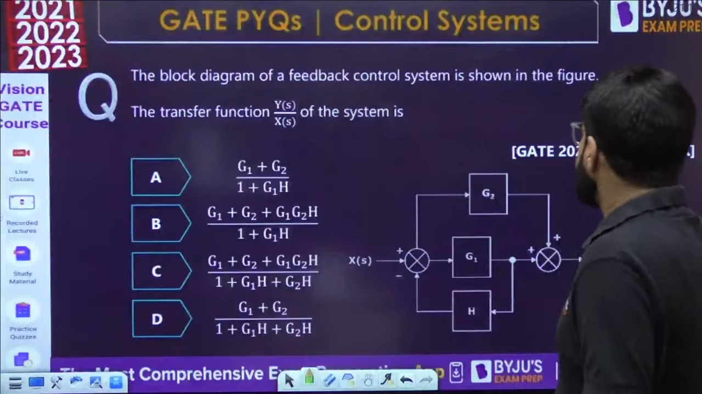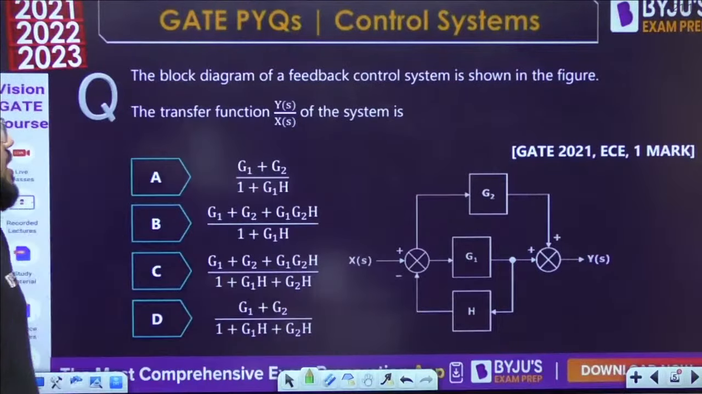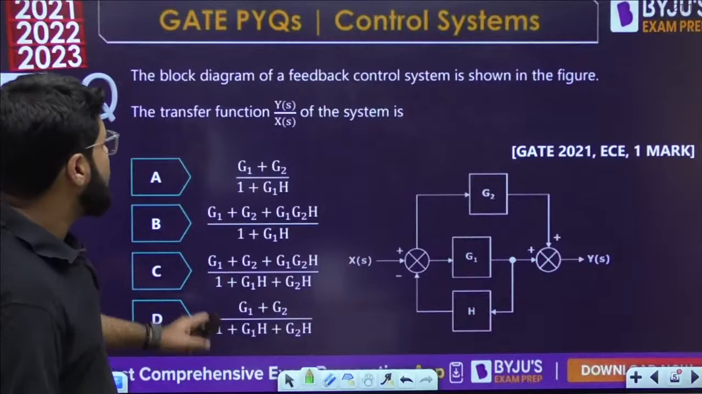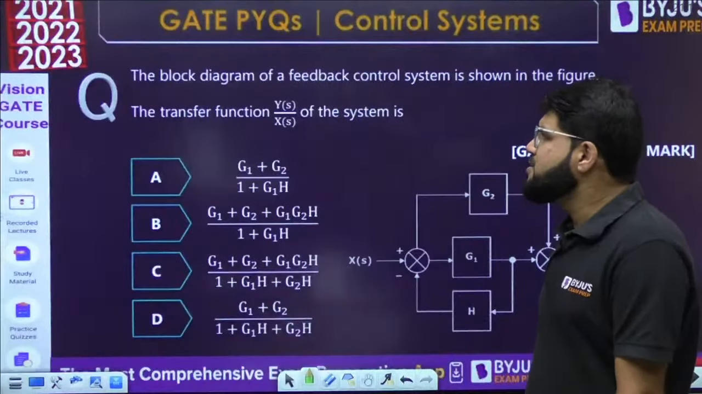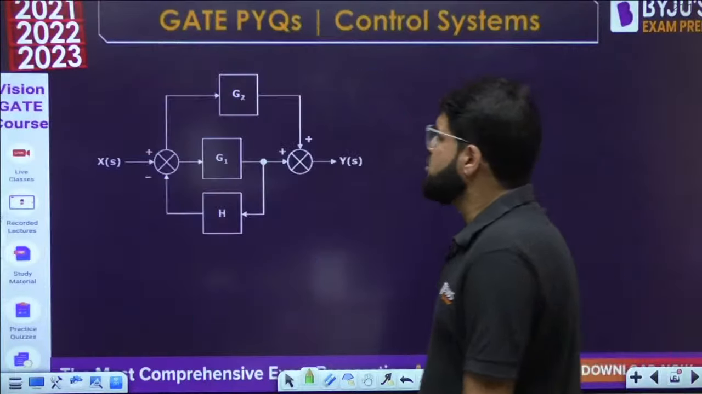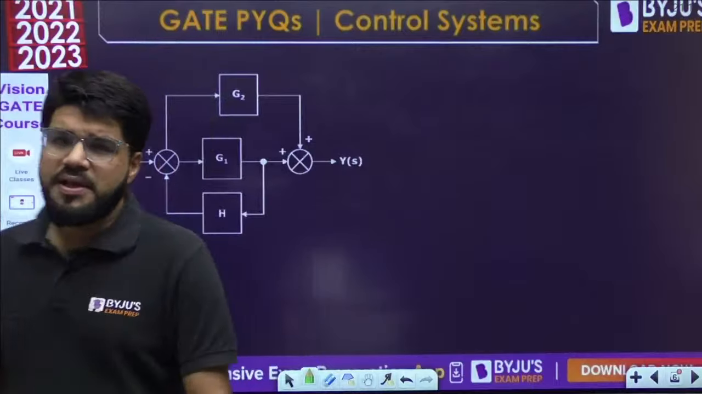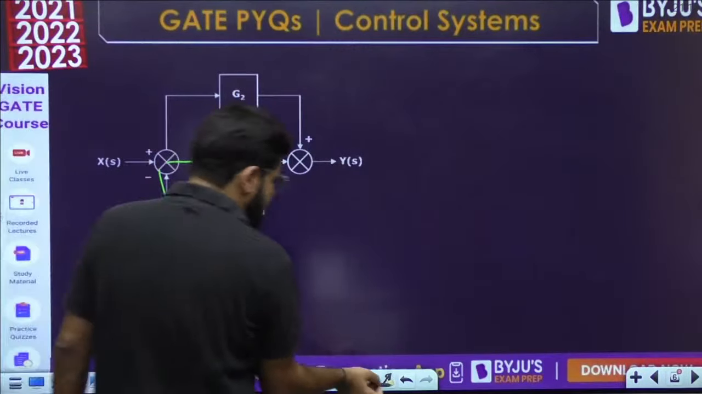So let's get started with the first question, GATE 2021 EC 1 mark question. Here it is. Starting with the simple one, the block diagram reduction. The block diagram of a feedback control system is shown in the figure. What is the transfer function of the system? It is very simple to realize that you are getting a loop here as well.